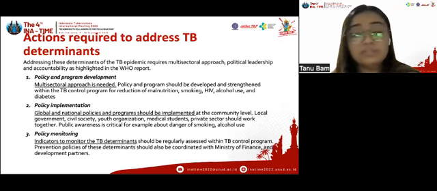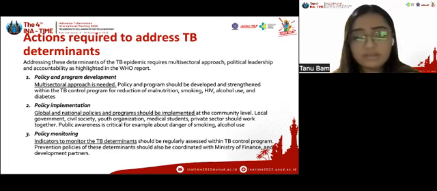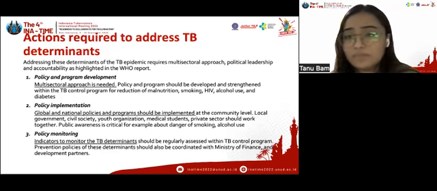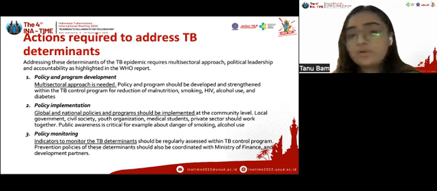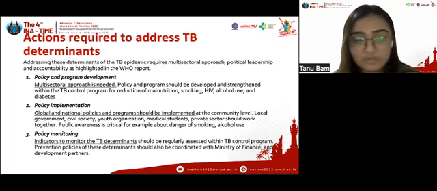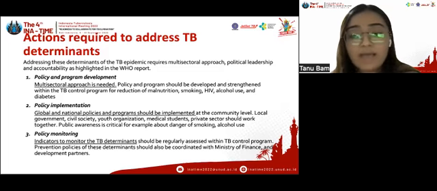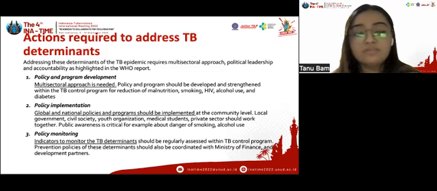Number two, policy implementation. At community level, global and national level policies and programs should be implemented along with the ongoing TB program among the MOH and TB control organizations. We should also try to include other sectors such as local government, civil society, youth organizations, medical students, and private sectors, so that our reach is to every individual with or without TB. This is very critical and a necessity for broad-spectrum public awareness.